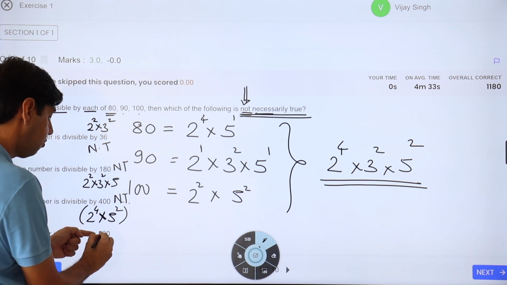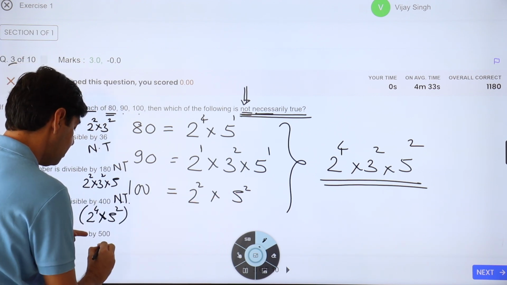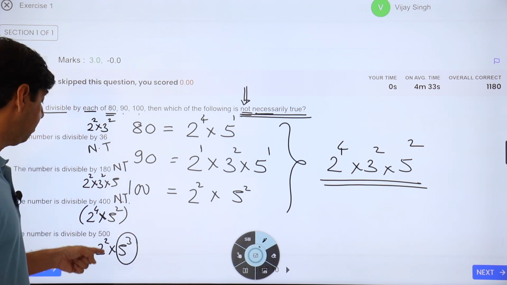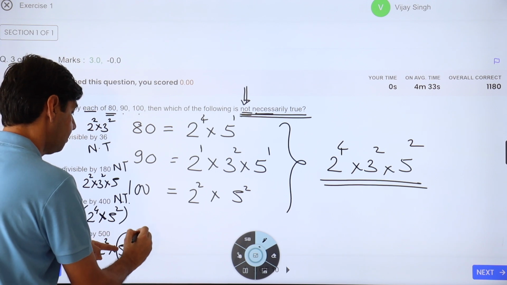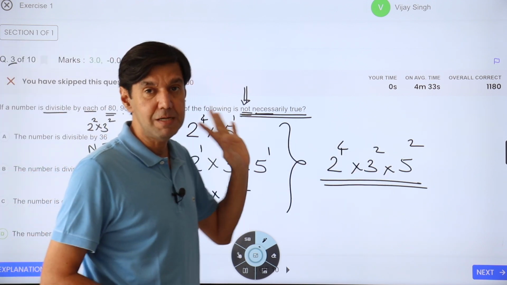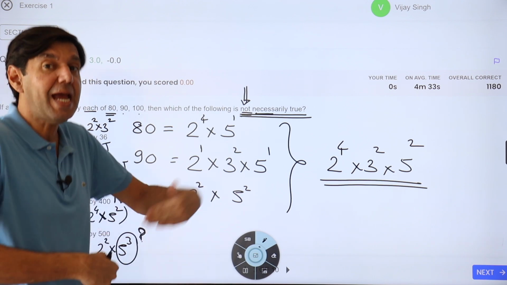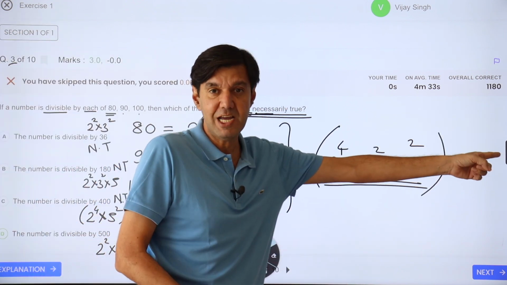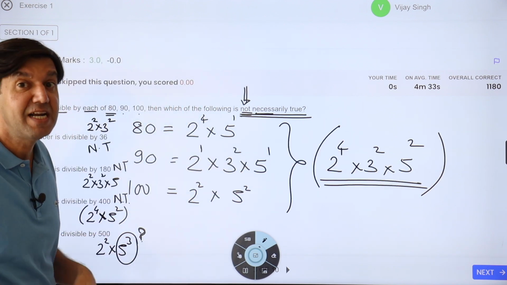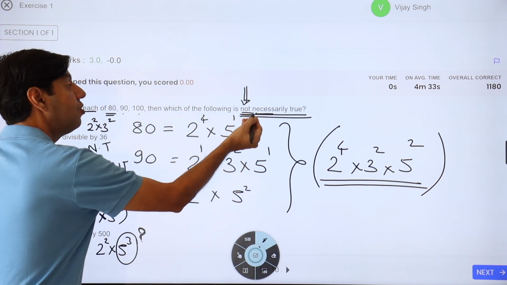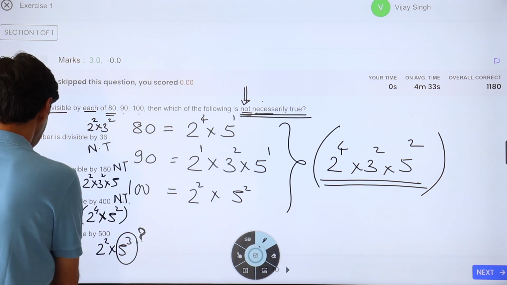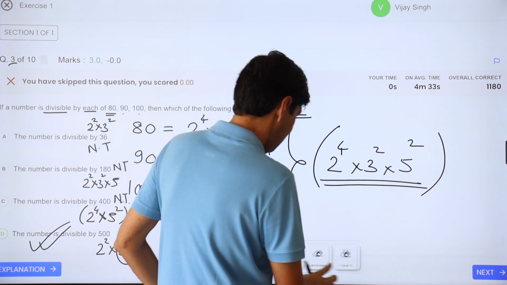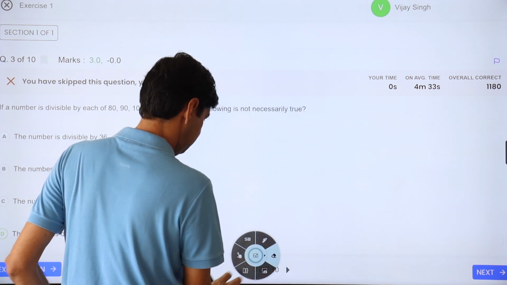And this one is 5 into 100, and 100 is this into 5, so this is 2 square into 5 cube. Now the number need not be divisible by 5 cube. The number is divisible by 5 square. It need not be, it may be. If there's another 5, a fifth multiple, it will become divisible, but it need not always be. So this is not necessarily true. So this is my answer. Again, not a very tough one. So good, 3 questions, that's good speed.